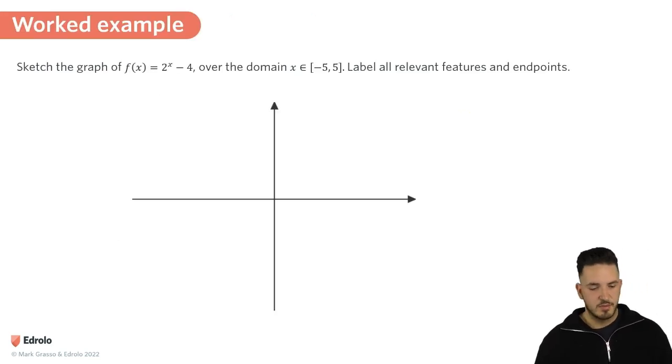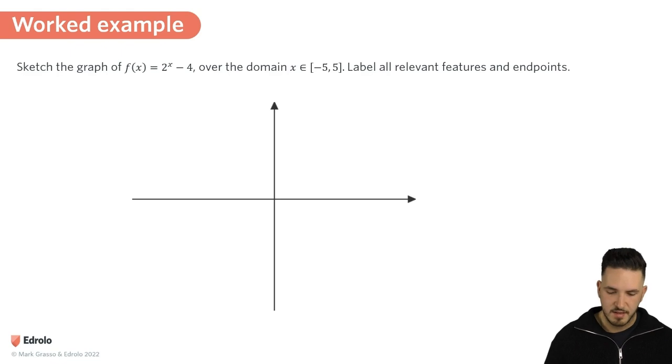So in this worked example, we're going to be sketching the graph of f of x equals 2 to the power of x minus 4 over the domain x is an element of negative 5 to 5. Label all relevant features and endpoints. In this particular scenario, with an exponential function, all the relevant features are obviously our x and y intercepts, if relevant, and finally our horizontal asymptote as well, and in this case endpoints, because we're being given a specified domain. So we'll get to the endpoints last, but let's first look at the function 2 to the power of x minus 4. What we can notice is we have a horizontal asymptote at negative 4.